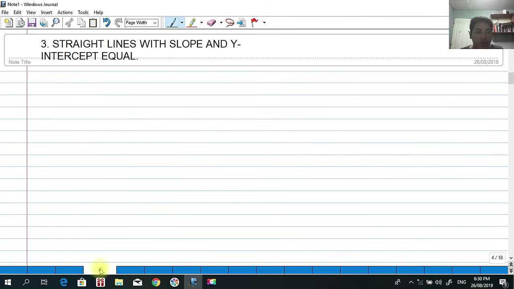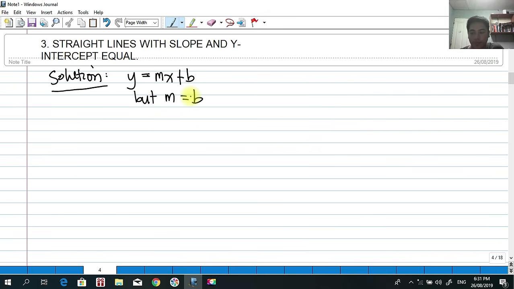For number 3, find the family of curves of straight lines with slope and y-intercept equal. Okay, so y-intercept and slope are equal. So for our solution, we have this equation of a line, y is equal to mx plus b. We have the slope-intercept form, but it says that the slope is equal to the y-intercept.